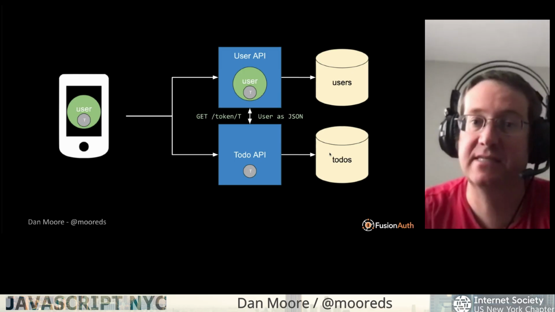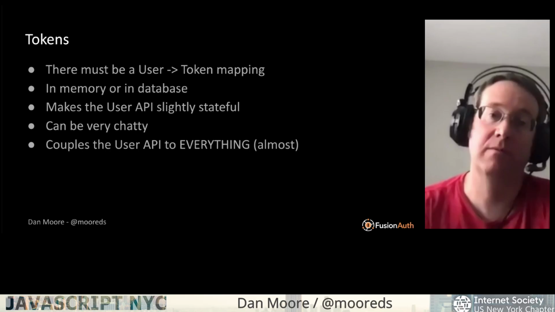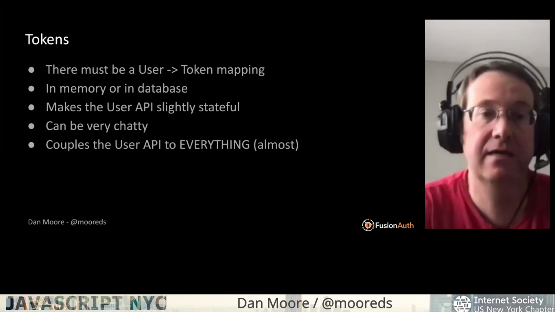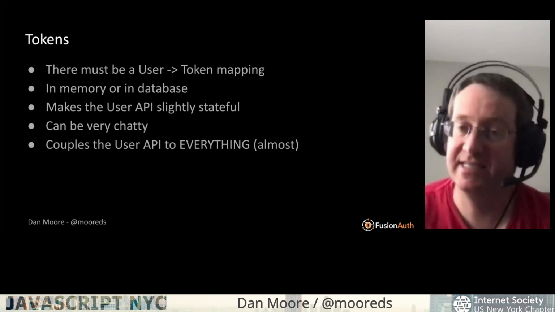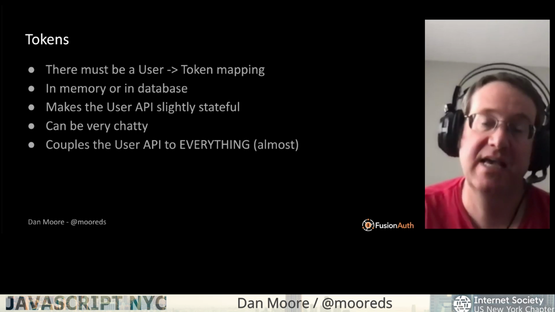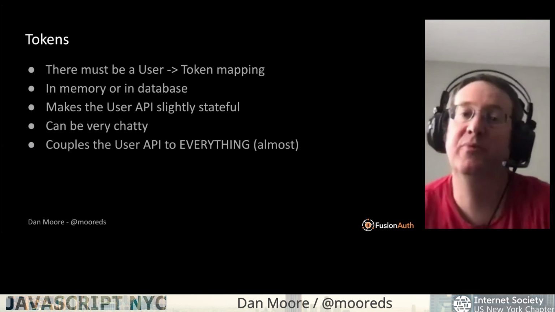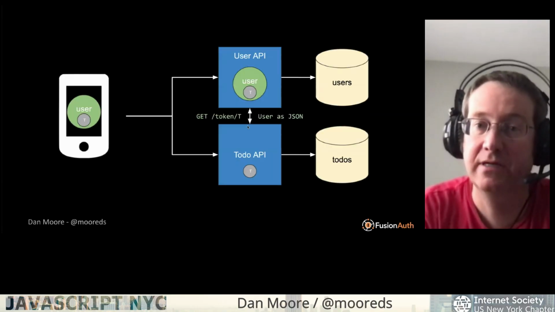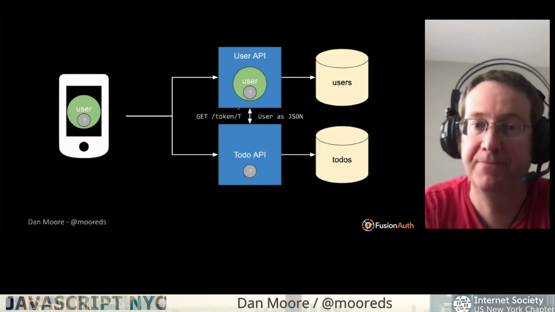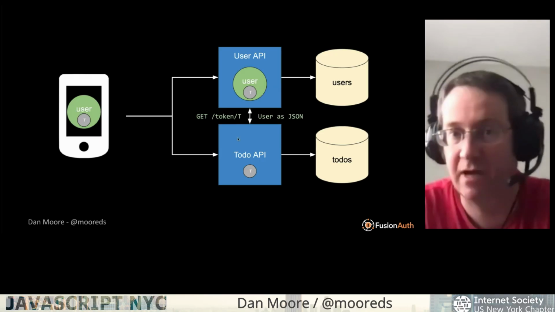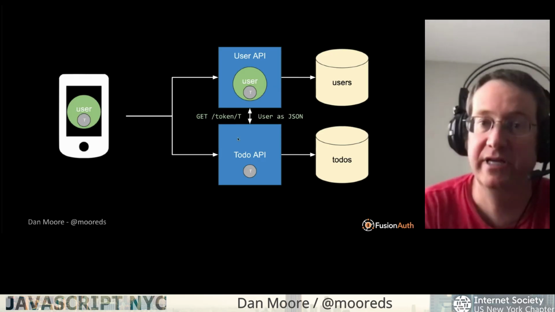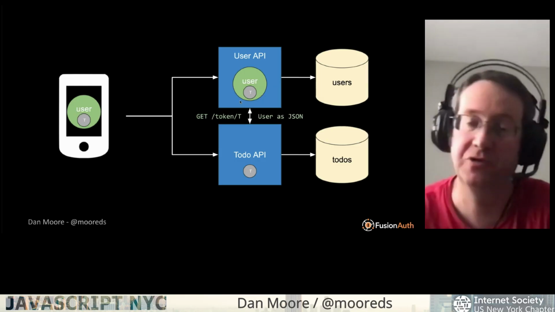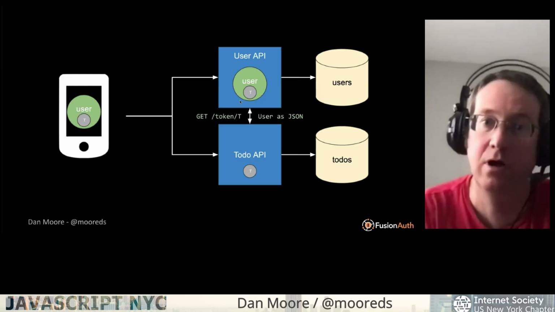Makes total sense. Has a couple of problems. Basically you need to maintain this user token mapping. The user API needs to keep track of those, and it's chatty and it couples the user API to everything. Anything that gets this token now needs to talk to the user API. Now, when you only have two services, not that big a deal. But if you have 20 or 30, then everything needs to talk to the user API, and you need to make sure that you can scale that and that it's available all the time.